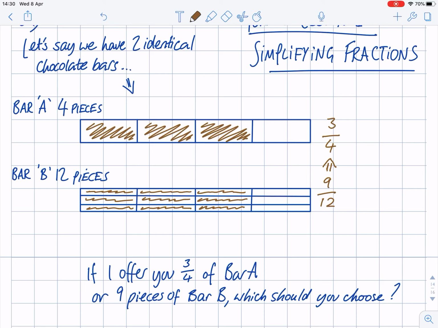Think about a common factor for 9 and 12. So what number goes into both of them? Think about your times tables. When do 9 and 12 appear as answers? Which times table? That's right, 3 times table. So if you asked yourself, how many 3s are there in 12? The bottom number, there's 4. How many 3s are there in 9? There's 3. So 9/12 I've simplified to 3/4.